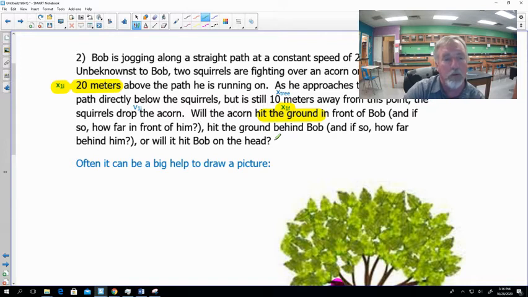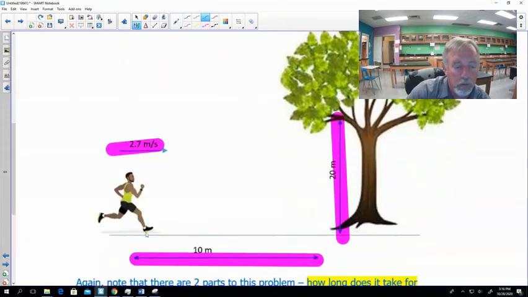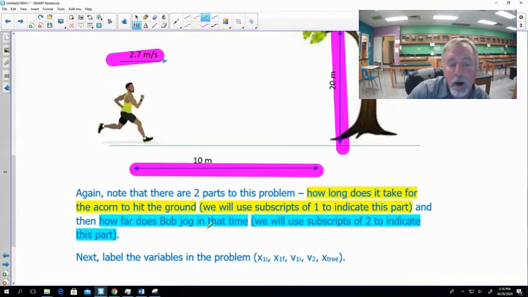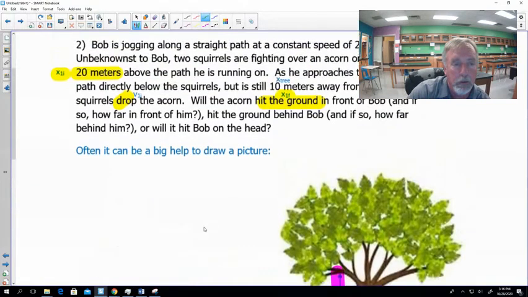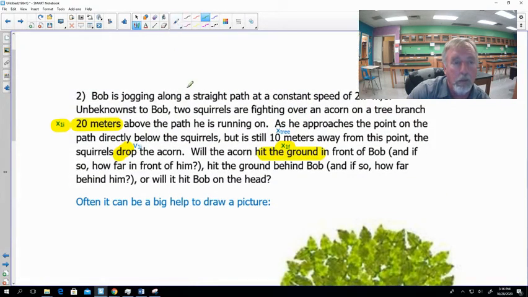What else do we know about scenario 1? Not much. We know that the squirrels are dropping the acorn. So what's that tell us about the initial velocity for scenario 1? It means it's 0. So those are the 3 things we know. We also know it's falling and it's using the rate of gravity, acceleration due to gravity, to pull it down. Well, what's the second problem? The second problem is, how far does Bob jog while that acorn is falling?